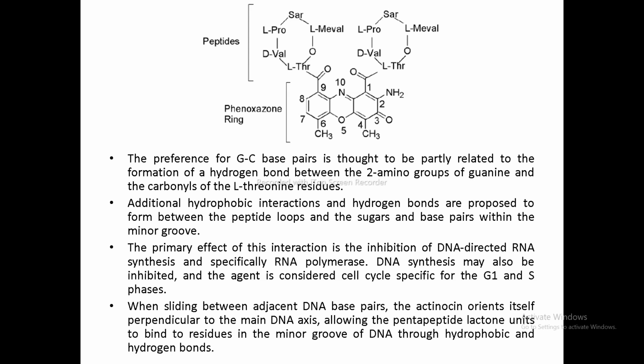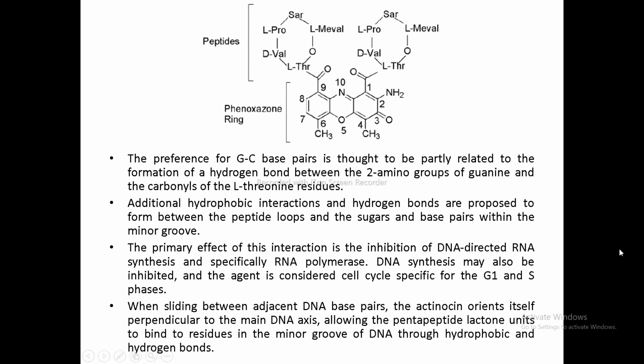DNA synthesis may also be inhibited, and this agent is cell cycle specific for the G1 phase and the S phase. So as you know, the primary mechanism of action of this agent is to inhibit DNA synthesis, and these agents are particularly cell cycle specific. They act on the G1 phase and the S phase of the cancer cell cycle.